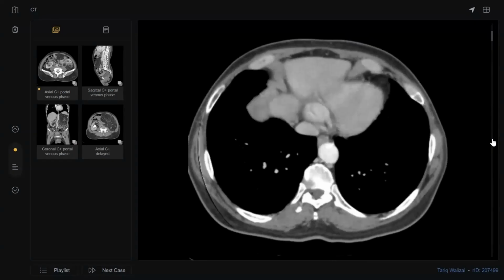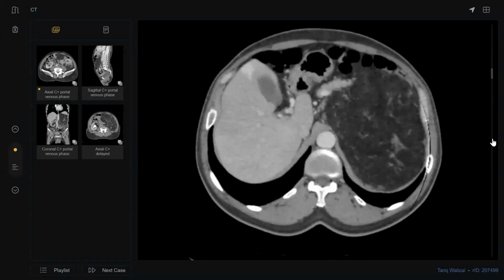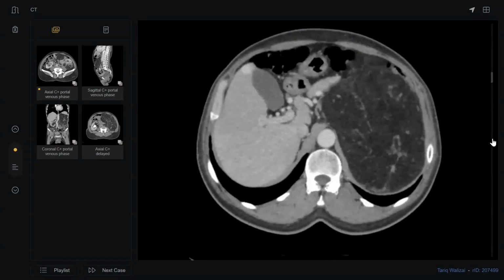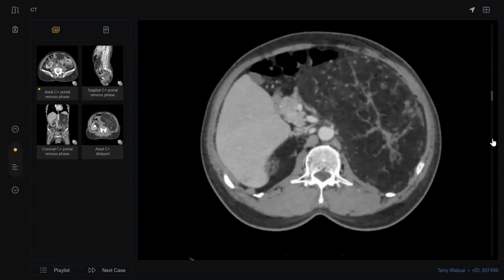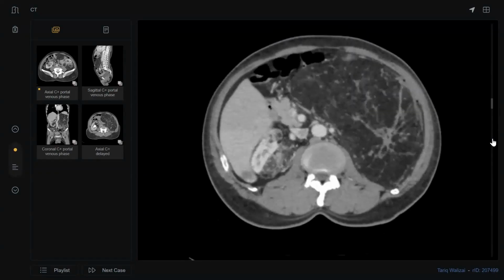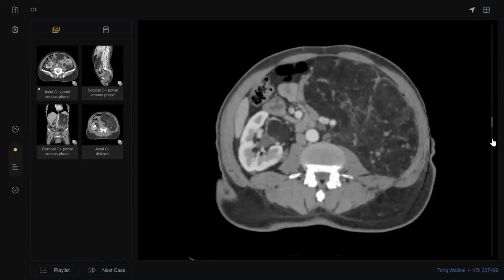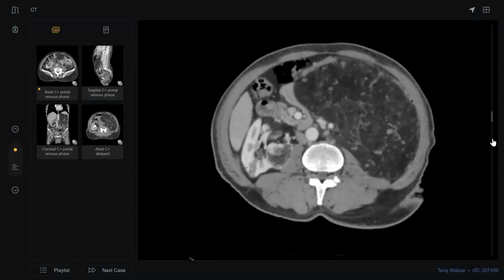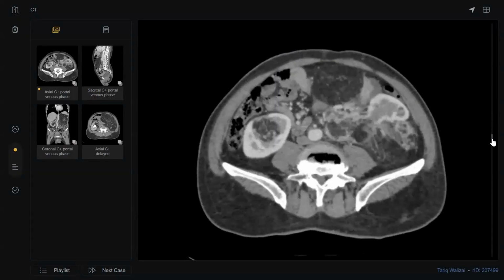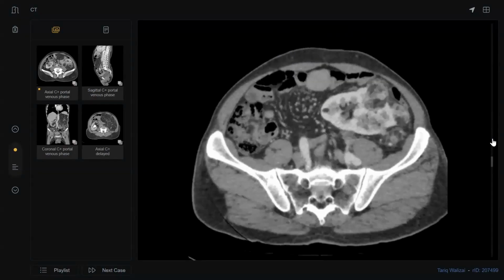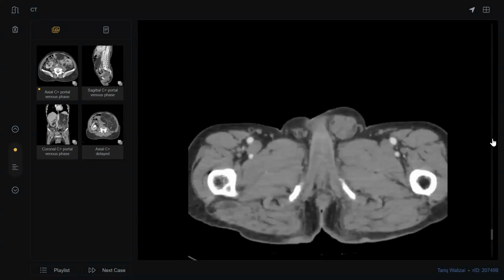I have been provided with the axial CT images of an abdomen, post-contrast images, portovenous phase, of a 50-year-old patient who presented with a complaint of bilateral flank pain. Looking at the images, I can see a large fat-containing lesion with significant vessels within it in the left side of the abdomen, which is significantly displacing the kidney inferiorly.